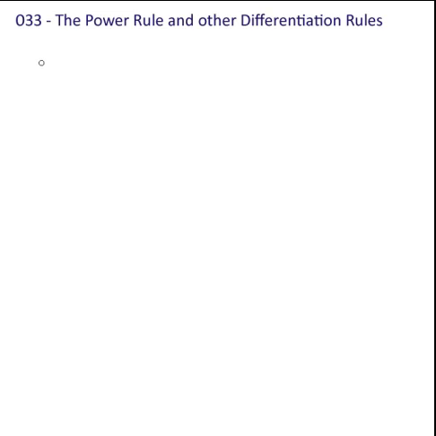In section 031, we were calculating the derivative using the limit definition of the derivative. And in this section, we're going to learn a couple of shortcut rules. Some of them we actually learned already or saw already in 031. So we'll start just by listing the ones we're going to look at.